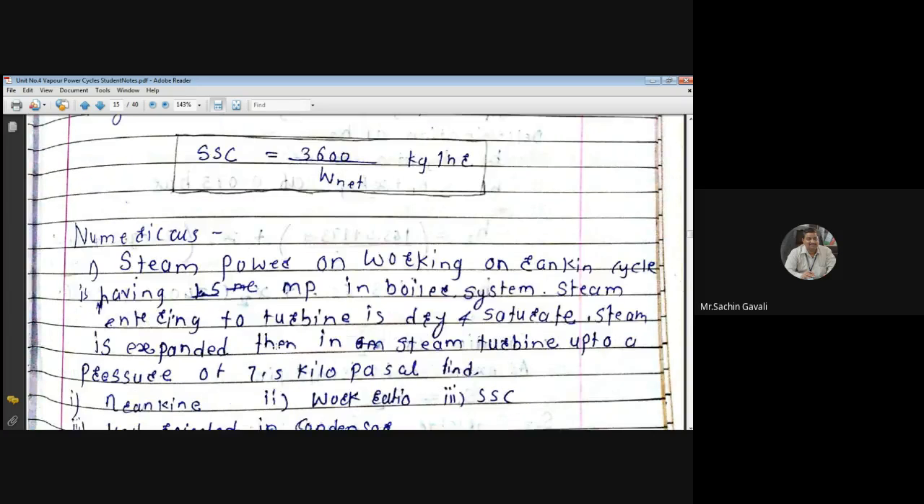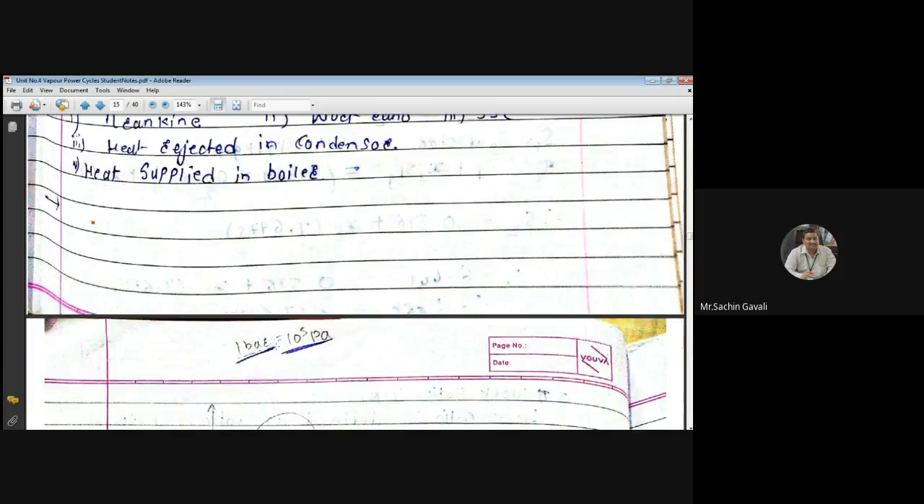Okay. Now we have to go for numericals. Are you ready for taking numericals? Steam tables are with you. Suppose calculators may also be with you. If yes, we'll proceed. Yes. Kunal is giving yes. Okay, reply yes. Others, please reply. No problem, Kunal, Pramod, Avlekar, no problem.